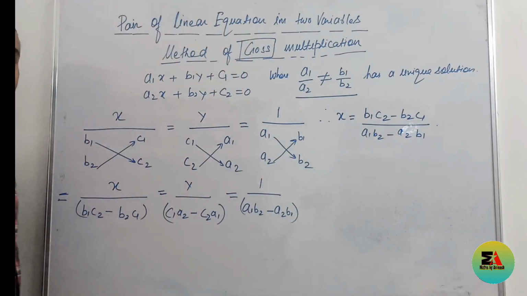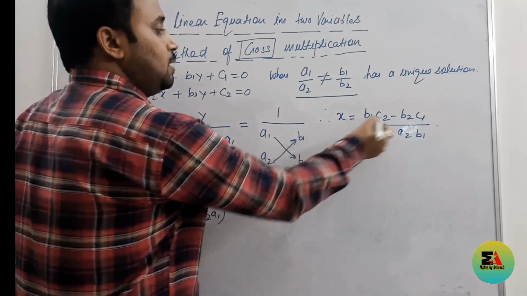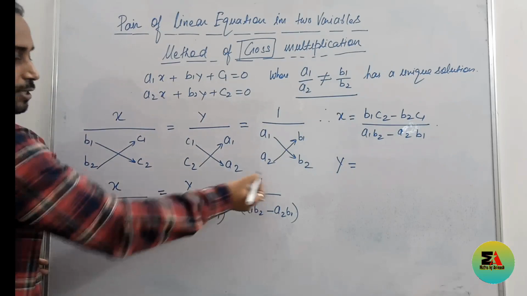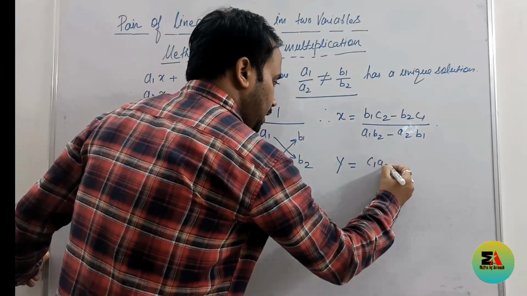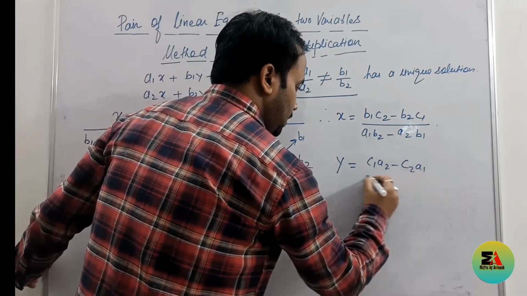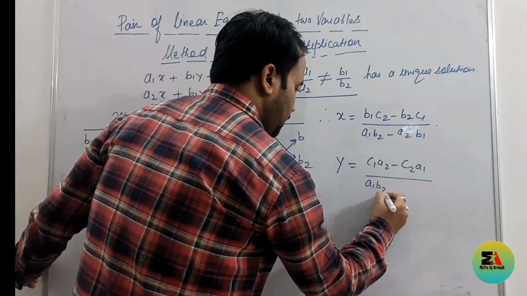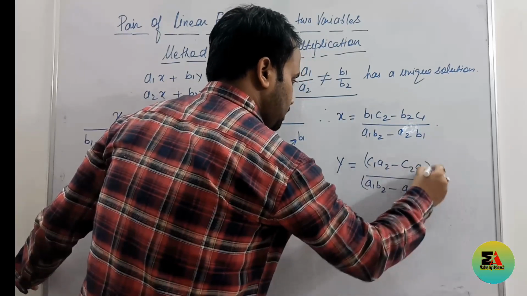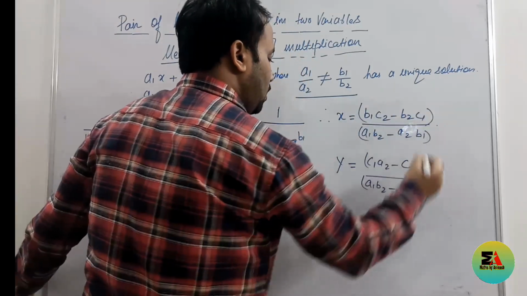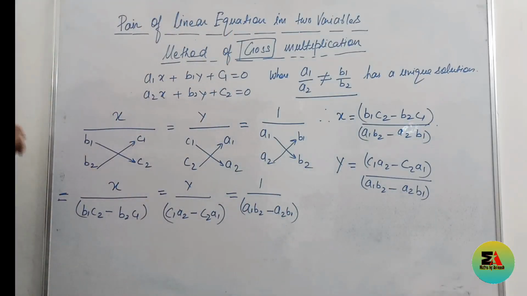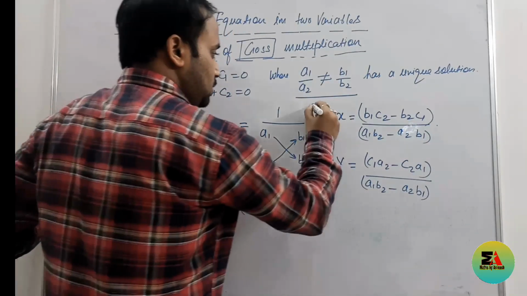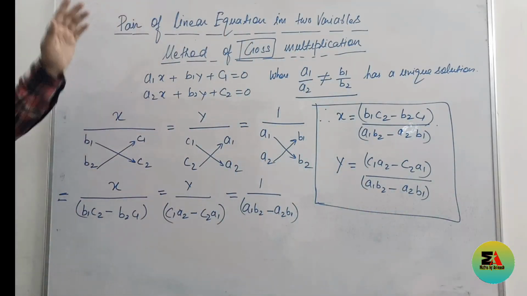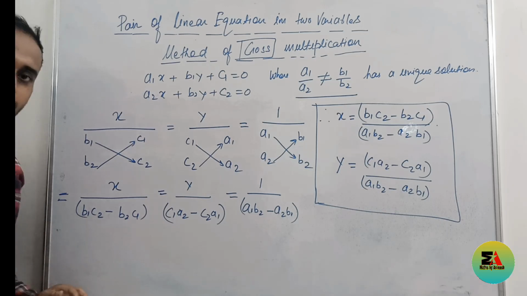This is the formula of x. You can calculate the value of x using this formula. Now in the same way, the value of y will be c1a2 minus c2a1 by a1b2 minus a2b1. This is the formula of y. These are the two formulas. You have to learn these while using the cross multiplication method. I hope this is clear to you.